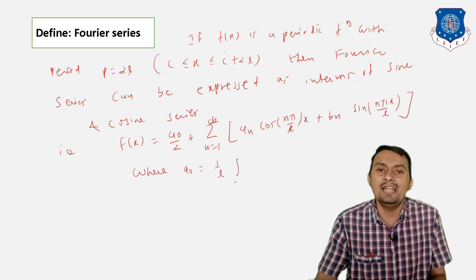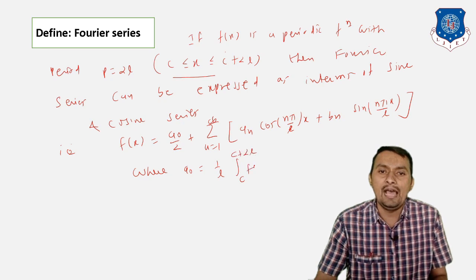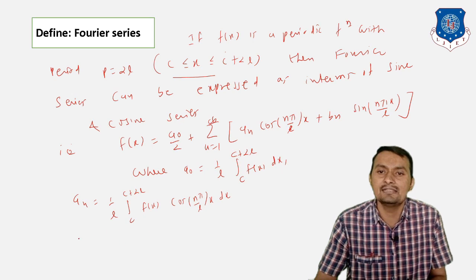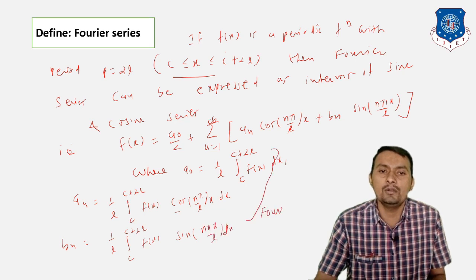a0 is nothing but 1 divided by L, but here the given interval is c to c plus 2L, so we represent integration from c to c plus 2L f(x) dx. What about an? an is equal to 1 divided by L integration c to c plus 2L f(x) into cos n pi divided by L x dx, and the same for bn, but cos is replaced by sine, so we get 1 divided by L, c to c plus 2L, f(x) into sin n pi x by L dx. So these are known as Fourier coefficients.